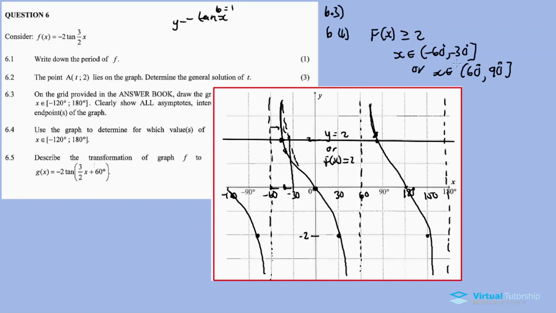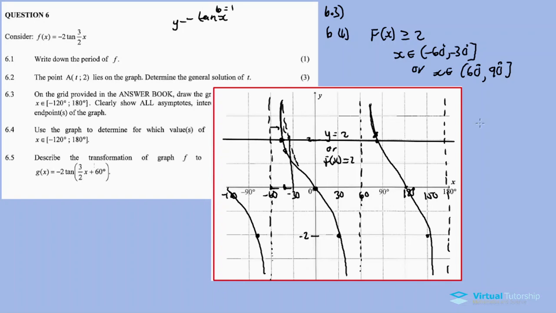You will see, you will get them, but it's a long way around. So if your graph is accurate, you will see these intervals. Now in 6.5, it describes the transformation of graph f to g of x.